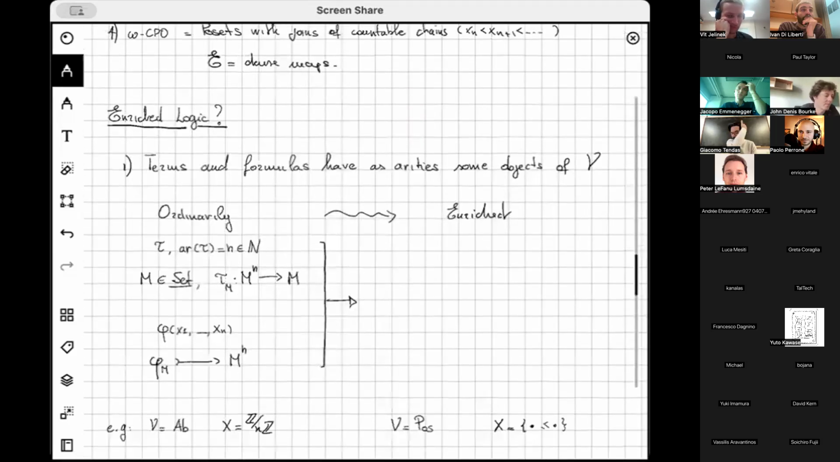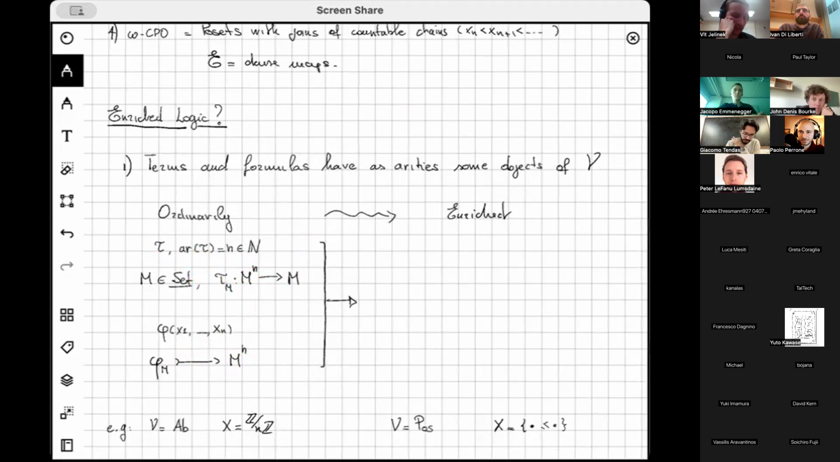So first of all, we have to deal with terms and formulas. Ordinarily, as I mentioned, when you have a term, you have an arity, which is a natural number. And when you interpret it into Set, its interpretation is a function from M^n, where n is the arity, into M. And similarly, formulas are interpreted as subsets of M^n.